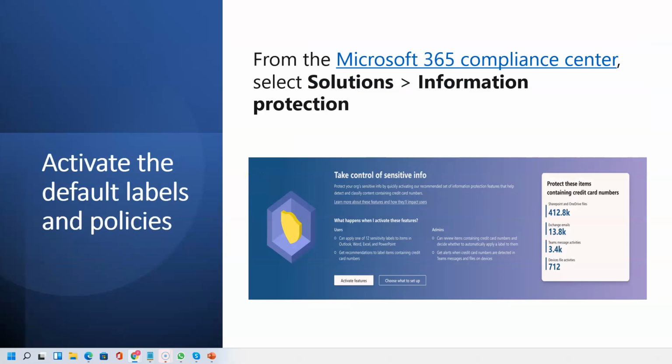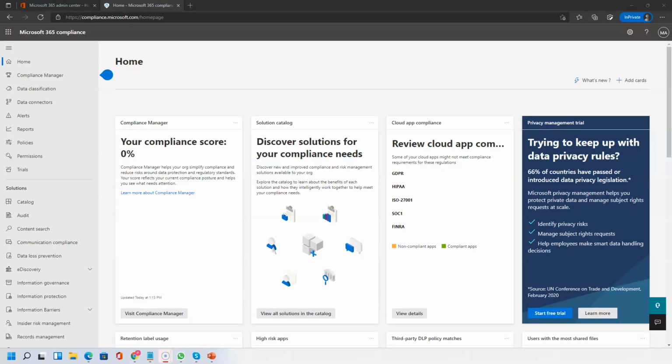For a new customer, if you have not enabled these default policies, then this will be the first screen which you will see, and you can activate all those default policies if you have not enabled them yet. You can see that in the Microsoft 365 Compliance Center under Solutions and Information Protection, which I will be demonstrating just now. So let's log into compliance.microsoft.com.